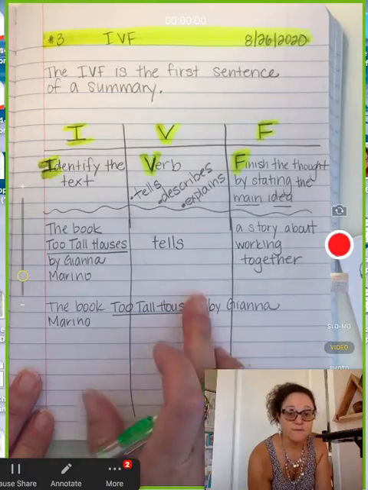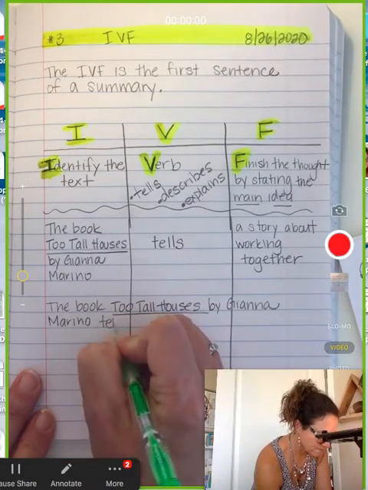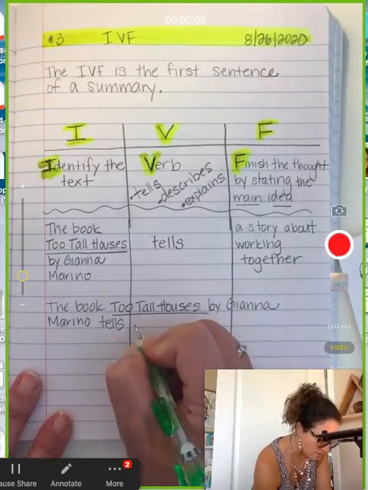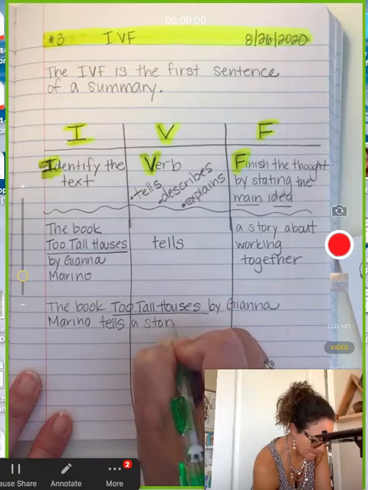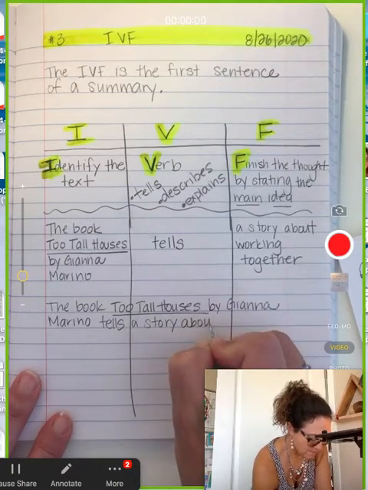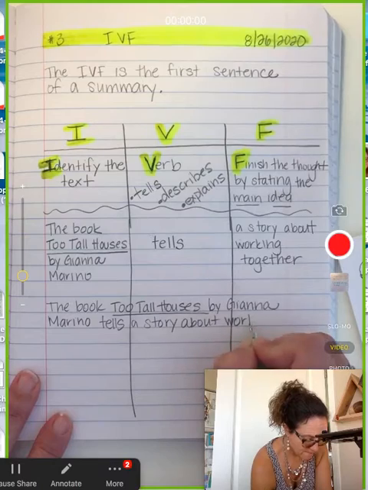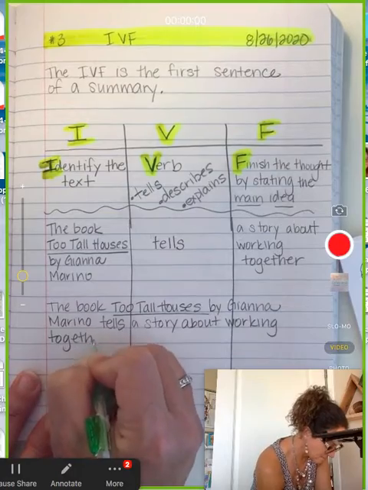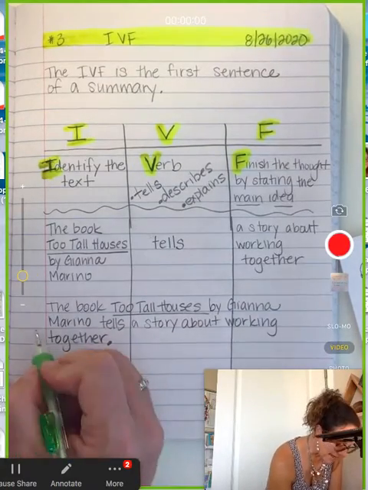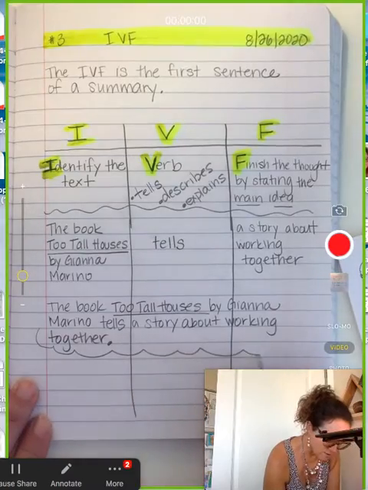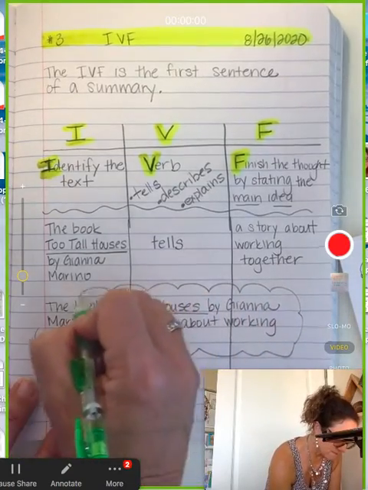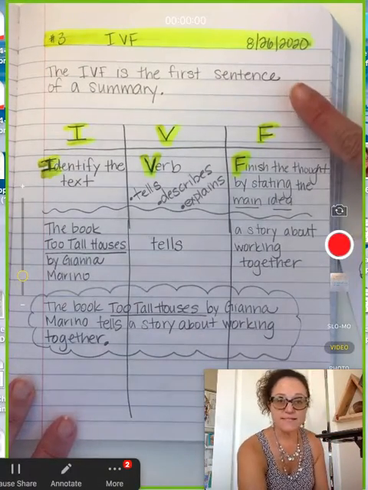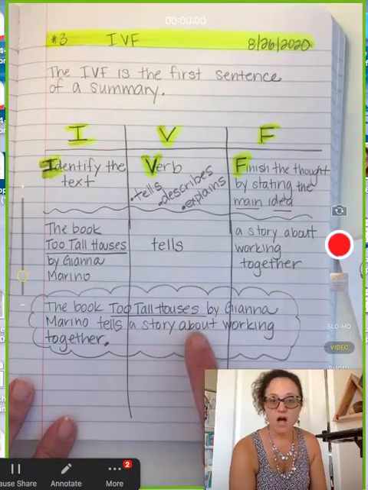Now I'm going to go to my verb, tells. And now I'm going to fix this up to make it a complete sentence. Tells a story about working together. Period. So now I have, and I'm going to put a little cloud around it because I told you I love my clouds. So now I have a first sentence of a summary for the book, Two Tall Houses.